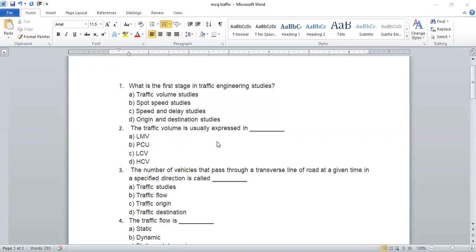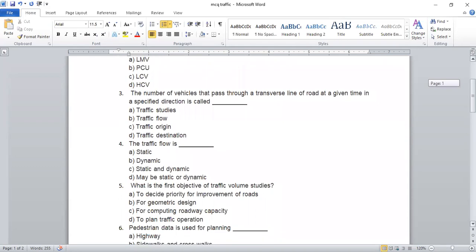The next question: traffic volume is usually expressed in what? In the last lecture I told you that if you want to calculate traffic density or traffic volume, we have to convert mixed vehicles into one vehicle type, and for that we require one unit. Anyone can please tell me which unit it is? Please give me a response, Mulani, Bhosle, Vaishnavi. That unit is the PCU, the passenger car unit. We can convert all the vehicles into one unit using the PCU number. That is the second answer.